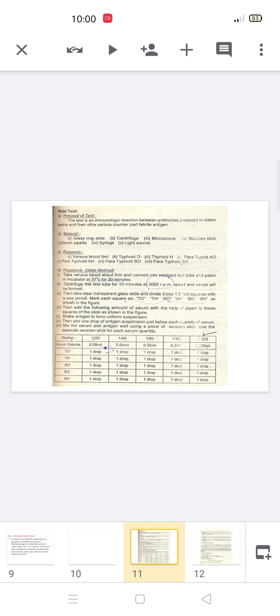ELISA, another method where we observe the antibodies against salmonella as well as antigen of the salmonella, if present within the serum of the patient. So it's all about the Vidal test. Now we again repeat the first part, that is the stool examination.